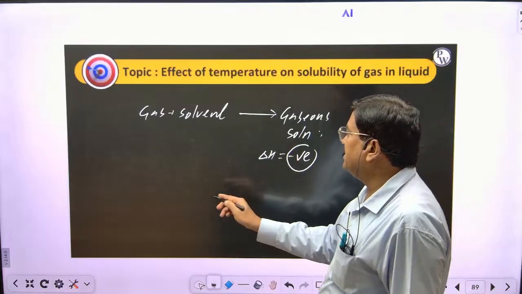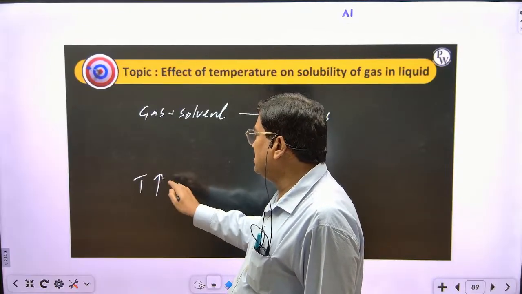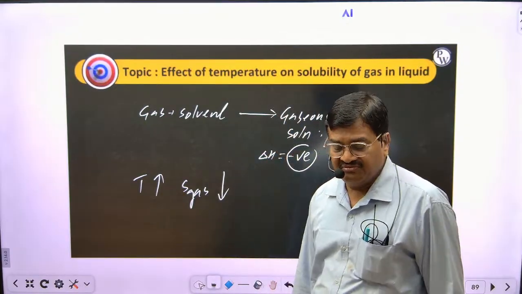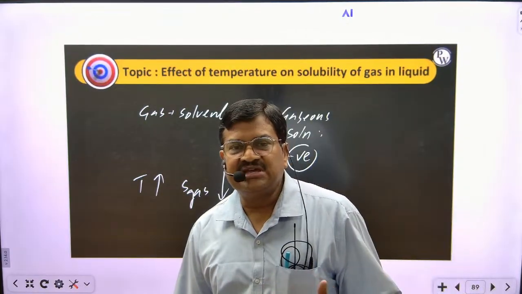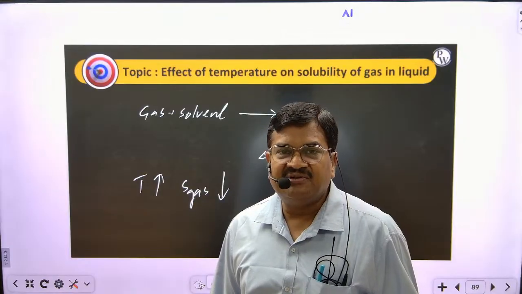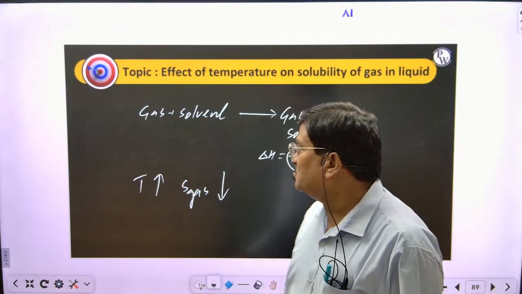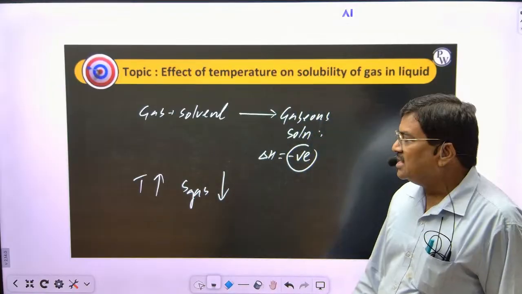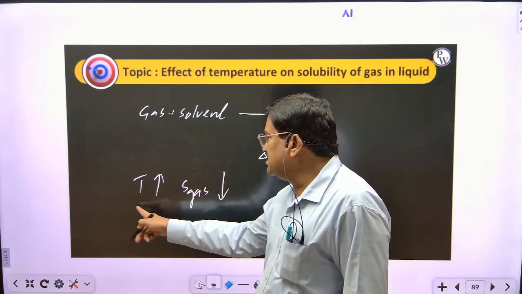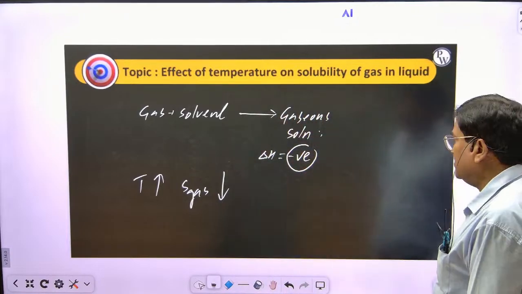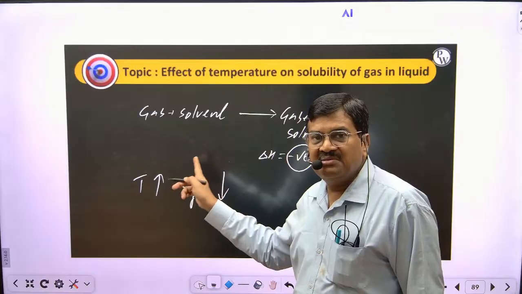So as temperature increases, what happens to the solubility of gas? Solubility of gas decreases. That's why when we go to the vendor, we ask him, give me a chilled bottle. Why? When the bottle is chilled, the solubility of gas will be more, and we get more kick in drinking that drink. Getting the idea? So with increase in temperature, the solubility of the gas decreases. This is what we learned yesterday. Clear for all?